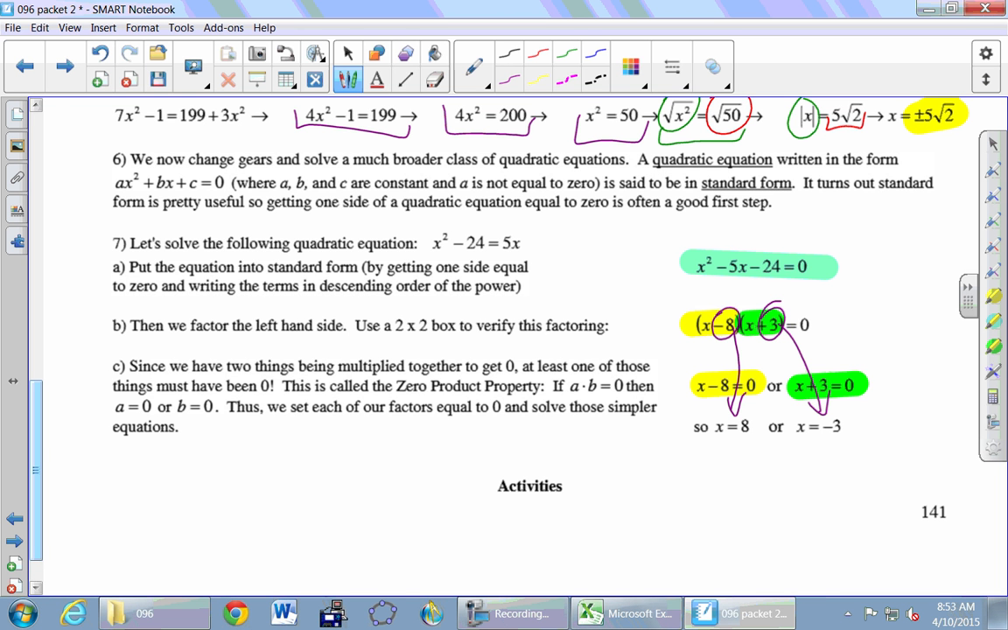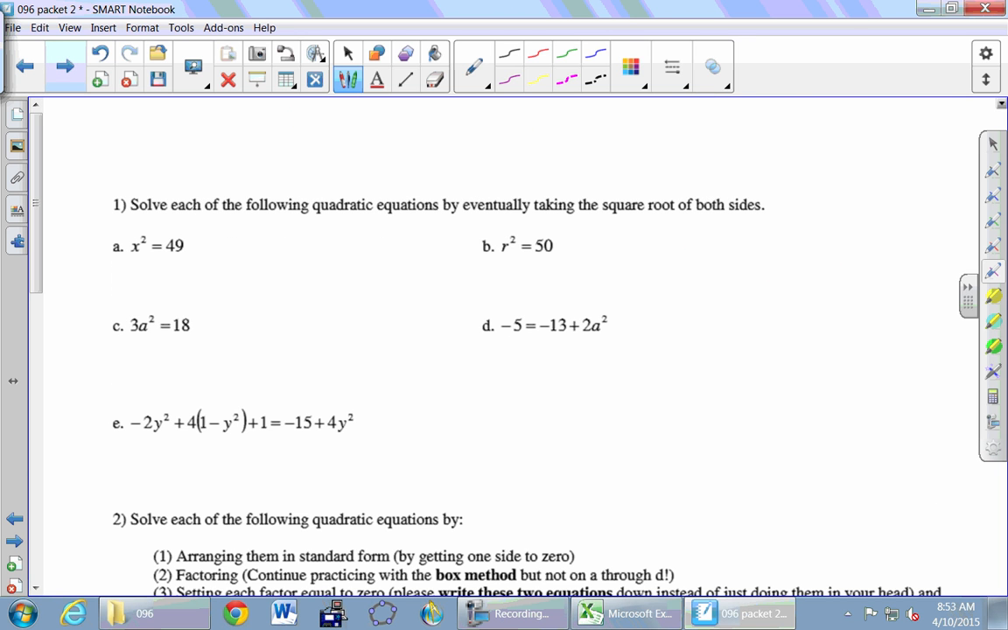Okay, so two techniques from today, solving by eventually square rooting and then solving by factoring. These are really, really important techniques to us. Activities start on the next page. Let's see how far we can get.